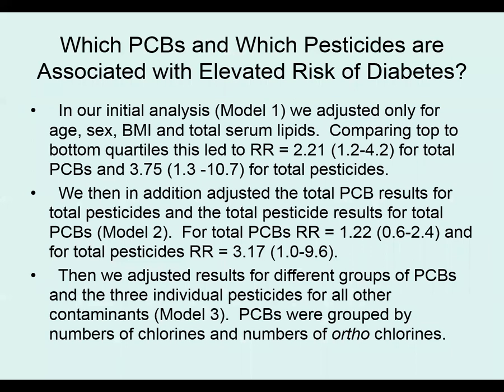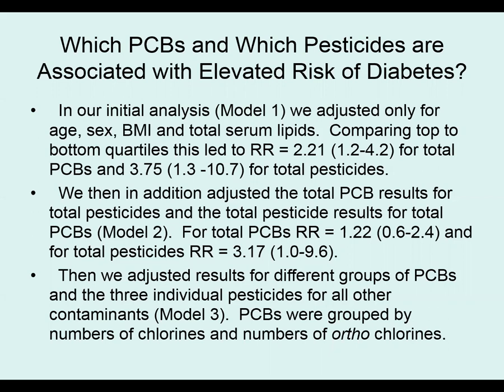Now, the question is, of course, these fat-soluble chemicals all migrate together. And so when you take a blood sample, you determine the PCBs, there are pesticides in that sample, and as I've already said, there are multiple PCB congeners. So the question is, which of all these chemicals that are in that blood sample are the ones responsible for the elevated risk of diabetes that we're seeing? So in this study, we used 3 different models to try to answer that question.